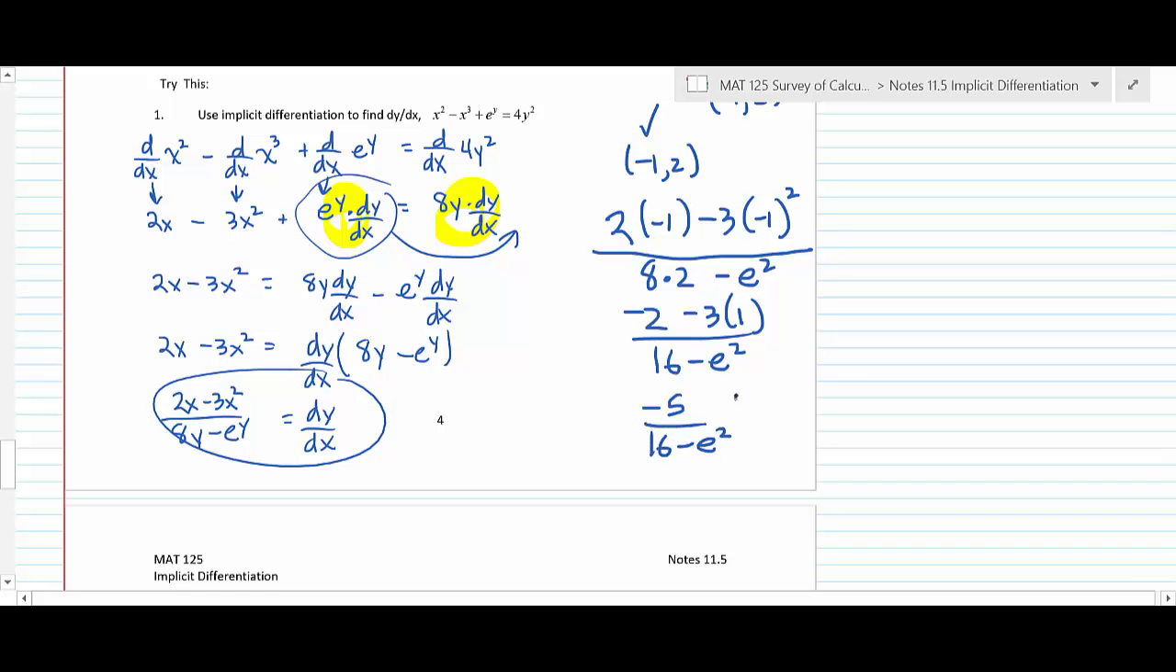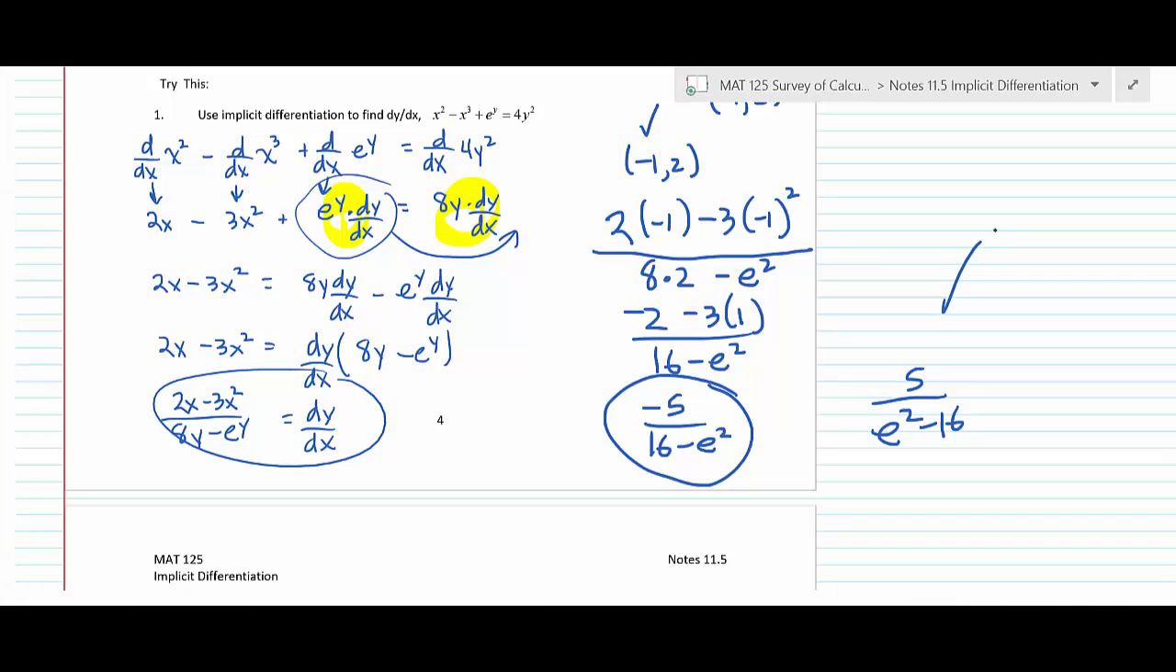Okay, those of you who did it the other way, did anybody get 5 over e squared minus 16? That's also okay. Yeah, you would have got that. I think those of you over here who did it the other way would have got that. And e to the second, you just leave it alone. Okay, that's an irrational number, so you'd have that.